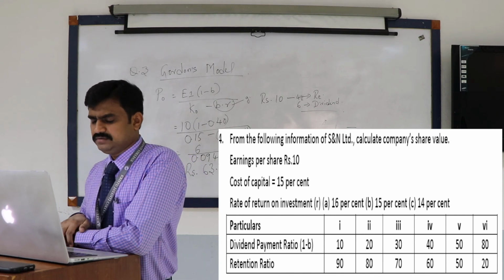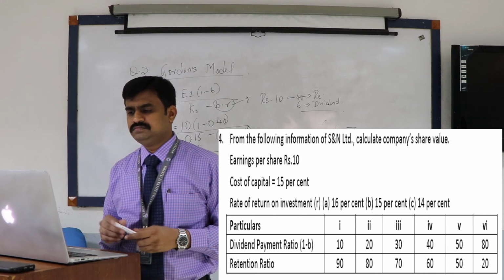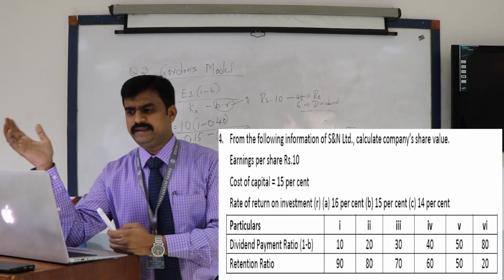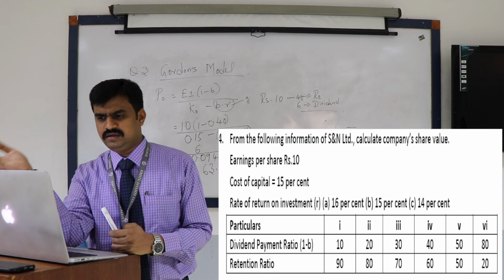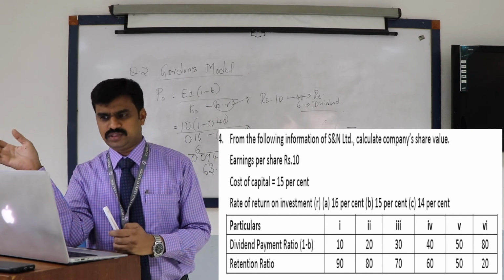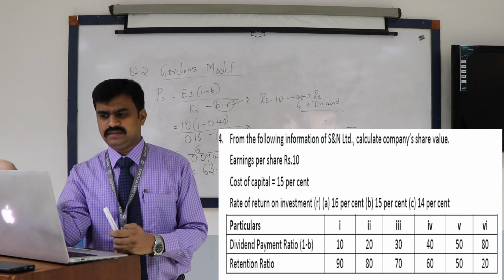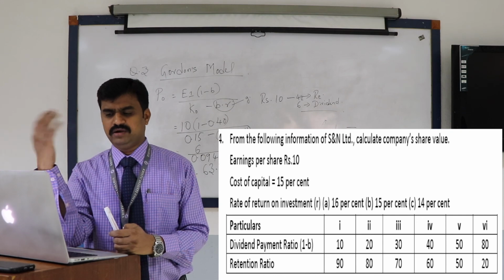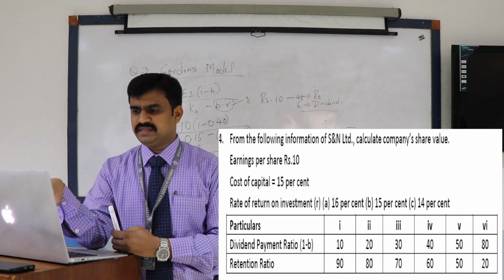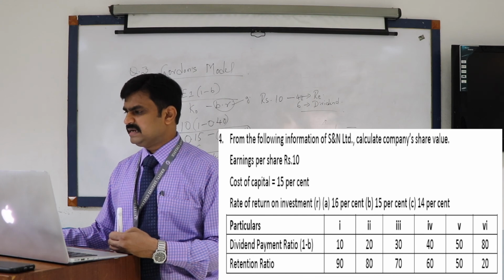How will you solve this question now? Earning is only 10 rupees, and cost of capital 15% is constant for all three scenarios of r, when r is 16, 15 and 14. And DPR is different, so we have to substitute DPR separately. In the first case, r is 16% and cost of capital is 15%. That means is it a growing scenario or a declining scenario?